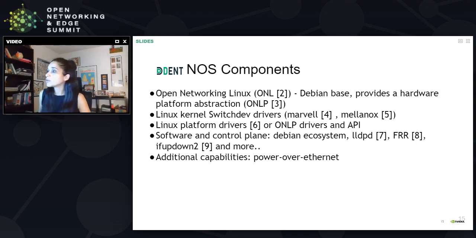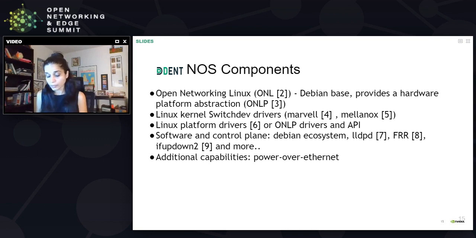So what are DENT NAS components? Open Networking Linux, ONL, is an OCP project. It provides you with a Debian based image build system and platform drivers, or a platform abstraction. It was easier for the DENT project to start with ONL as a base because it's an already available open project out there. Beyond that, it has the latest kernel, 5.6, and it may go to a newer kernel.